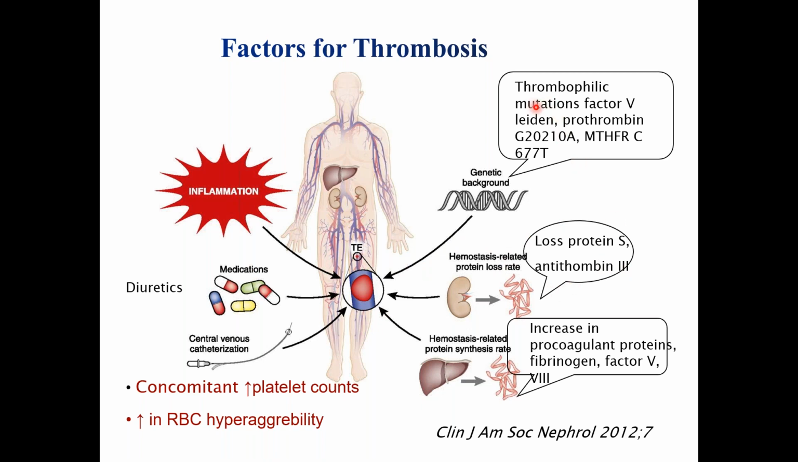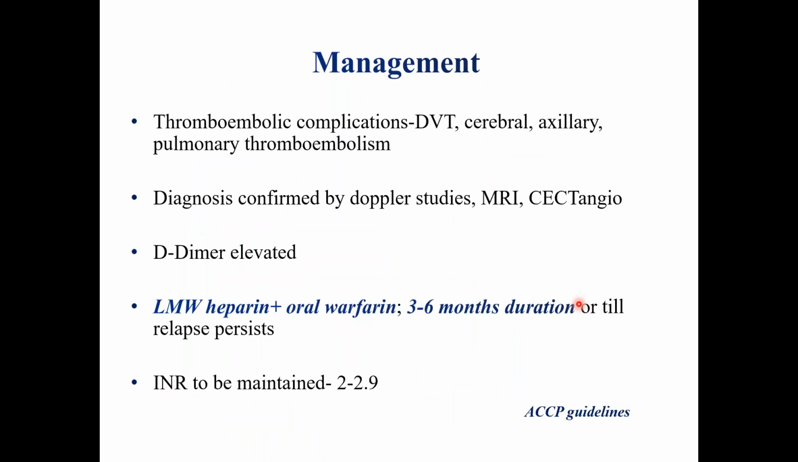In fact, in about 5% of nephrotic syndrome patients, in some studies, they have identified thrombophilic mutations and prothrombotic factors also, which predispose some of these patients, because all the patients do not develop thrombosis. It's only a subgroup of the patients who actually develop thrombosis. So other factors may also be contributory.